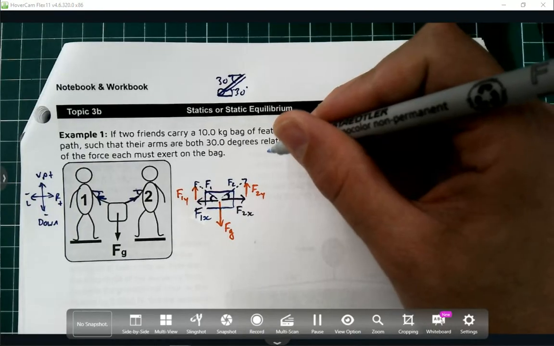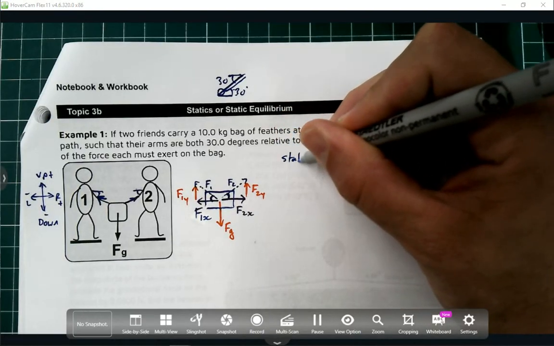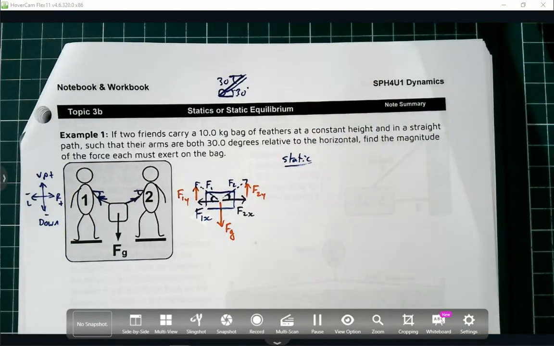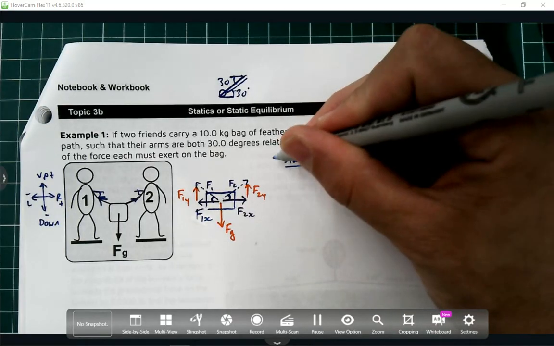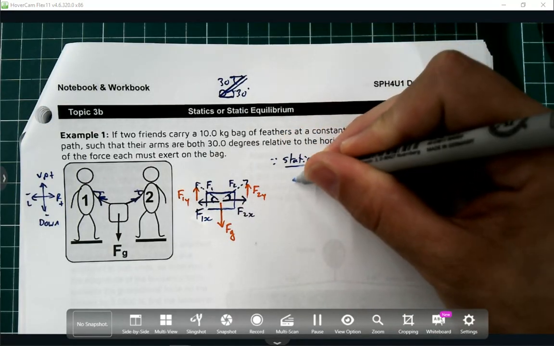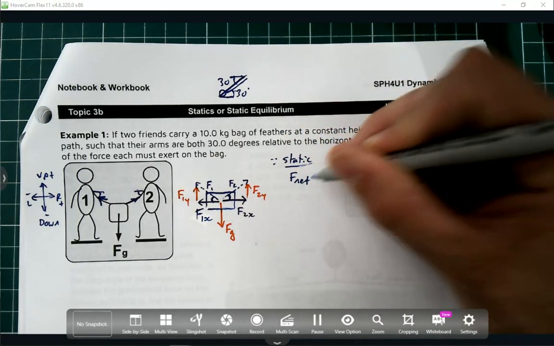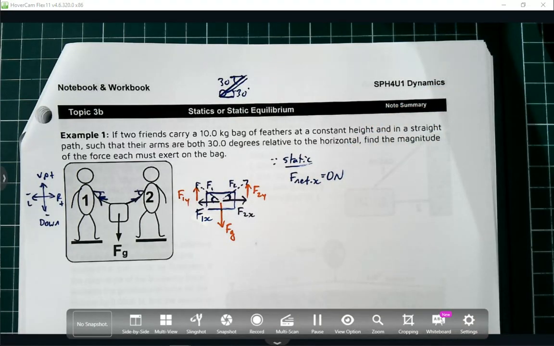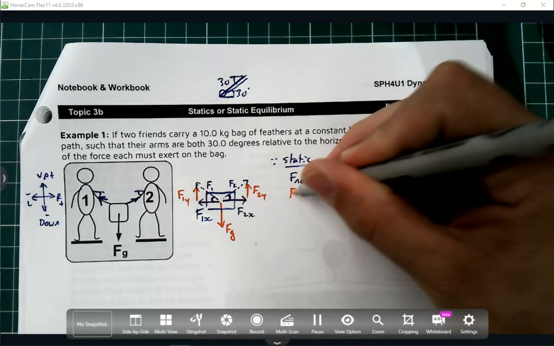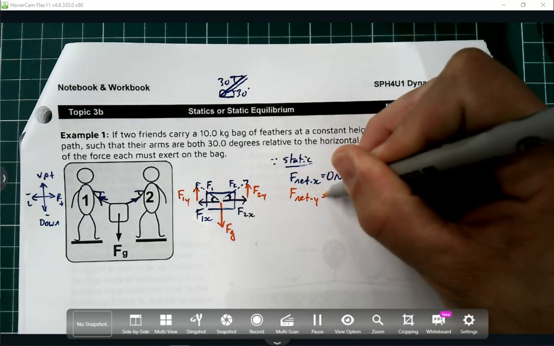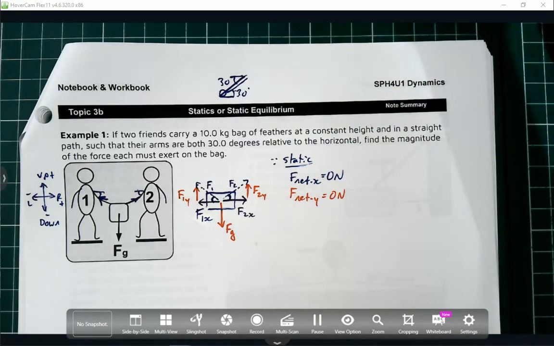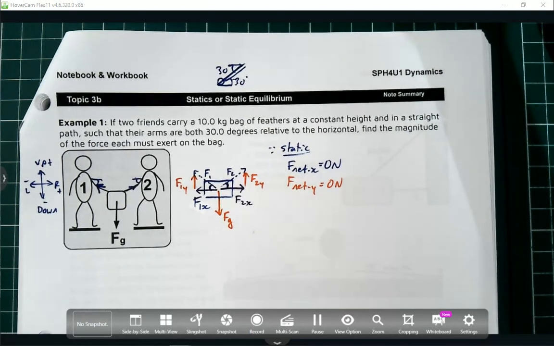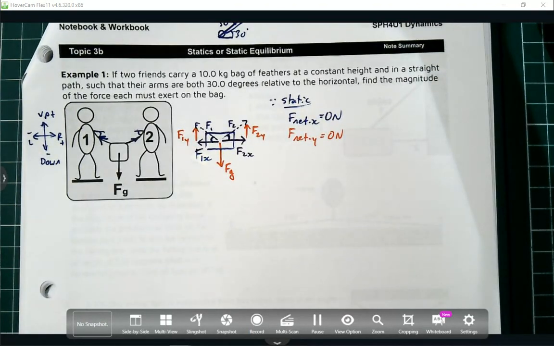And since this is static, I'll make a note: since static, F net x equals 0 newtons, and F net y equals 0 newtons, because that's what it means to be static, not accelerating in any direction, up, down, left, or right. Net force is 0.